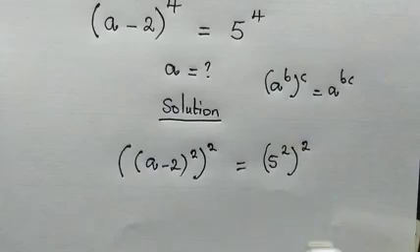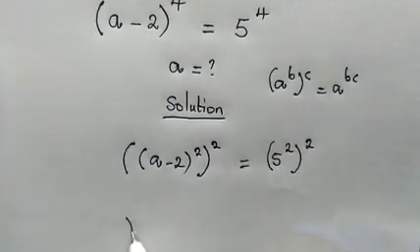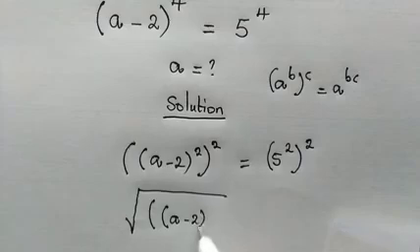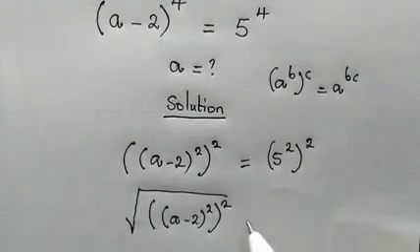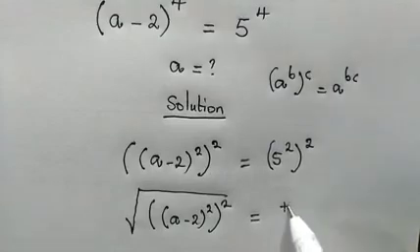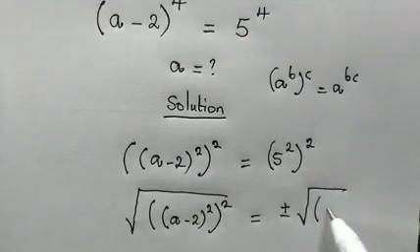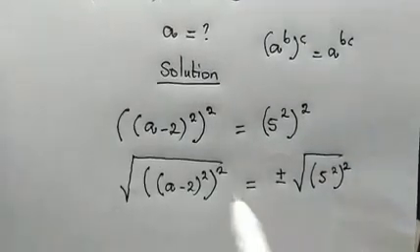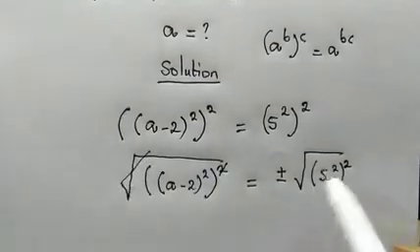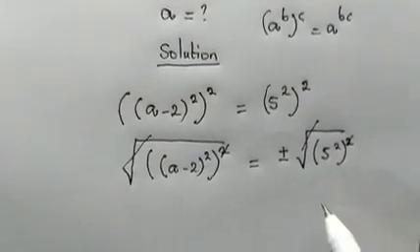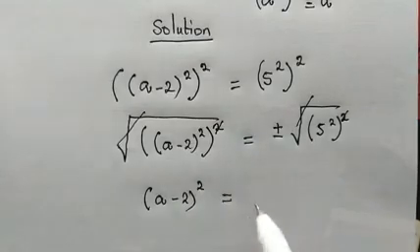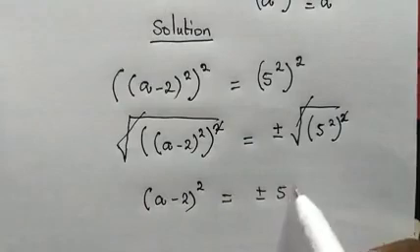Then what is next? Let's take the square root on both sides, okay? So the square root of (a minus 2) squared raised to the power of 2 will be equal to, remember the right hand side must have a plus or minus, please do not forget that, then the square root of 5 squared squared, okay? So the square cancels with the square root, the square cancels with the square root. Then we have (a minus 2) squared equal to plus or minus 5 squared.